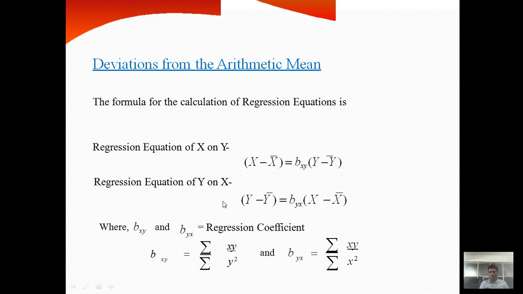Similarly, we write the regression equation of y on x in terms of the mean as well as the regression coefficient. The regression coefficient byx is sum of xy upon sum of x square. Both are the same, with just a minor change. For the sake of simplicity, for the student's point of view: in bxy the last suffix is y, so the denominator is y square. Here the last suffix is x, so the denominator is x square.